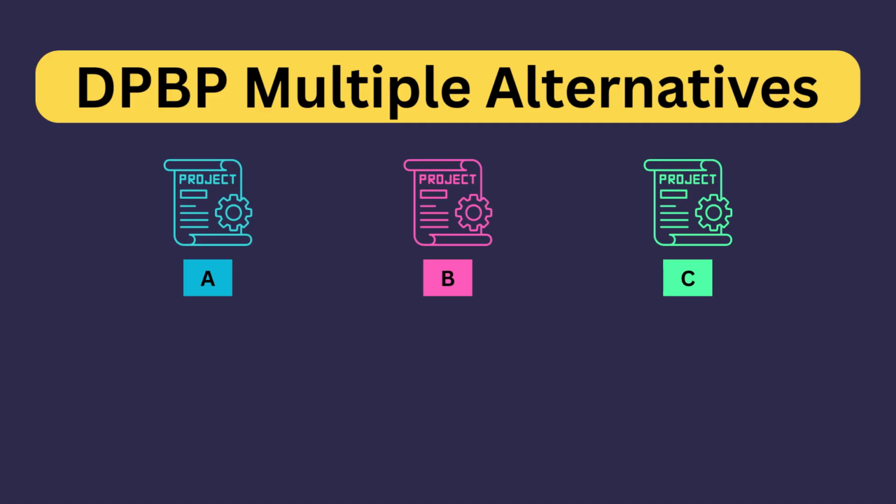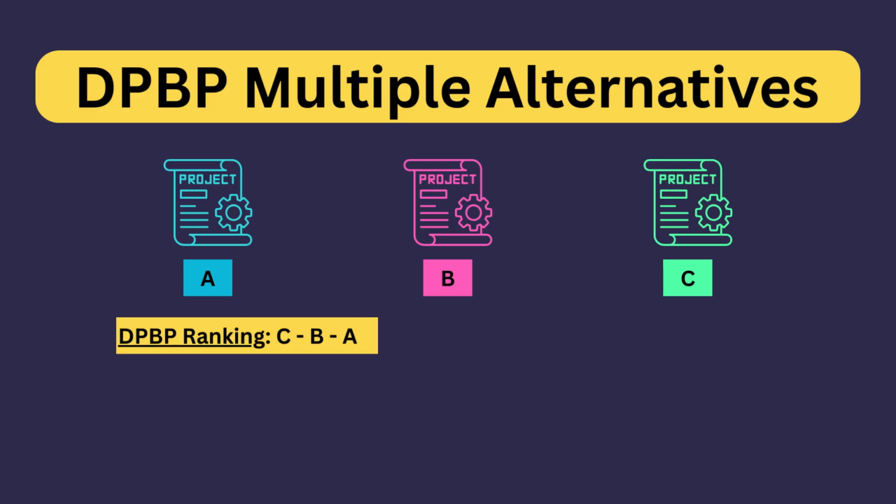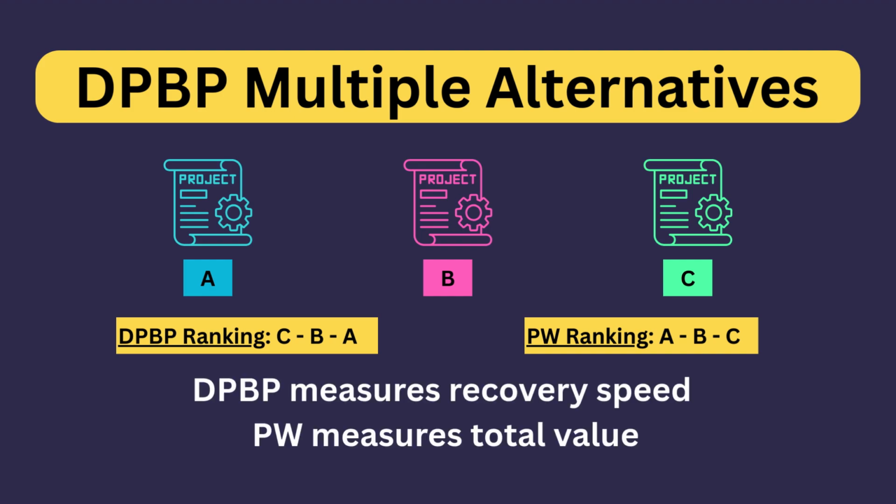Finally, let's zoom out to multiple alternatives. Imagine comparing 3 different projects. When ranked by discounted payback period, the order might be C, then B, then A, meaning C recovers fastest. But when ranked by present worth, the order might be completely reversed, with A creating the most wealth. That's not a contradiction. Remember, discounted payback measures recovery speed. It is essentially a risk metric. It tells you how long your capital is exposed. Present worth, on the other hand, measures total value creation. A project that recovers quickly may not generate the most wealth. A project that generates the most wealth may take longer to recover.